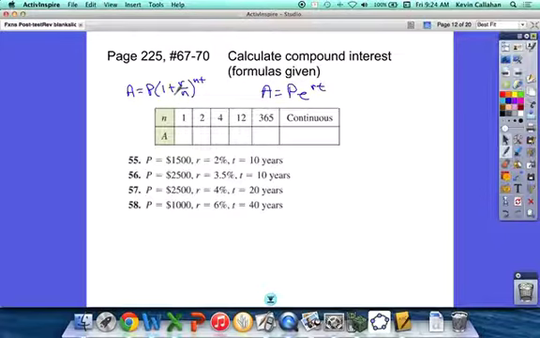And you'll be given those formulas. You just have to be able to plug it in. Remember that, for example, if the R is 2, you're going to put in 0.02, not 2.